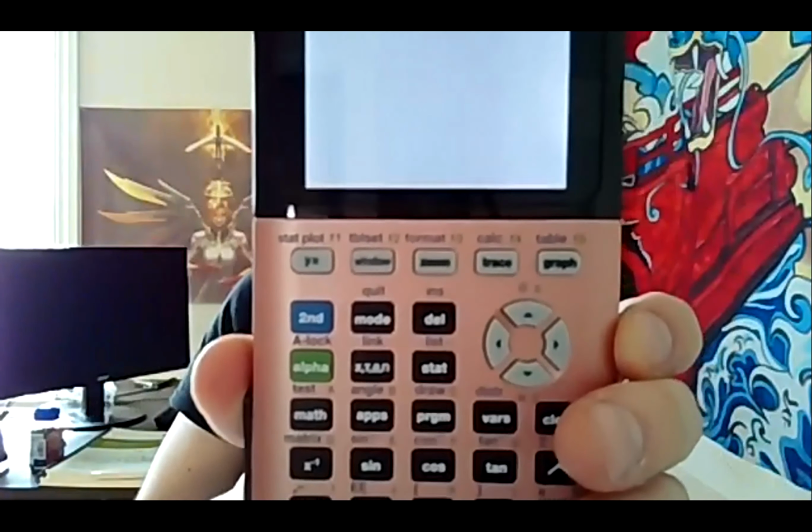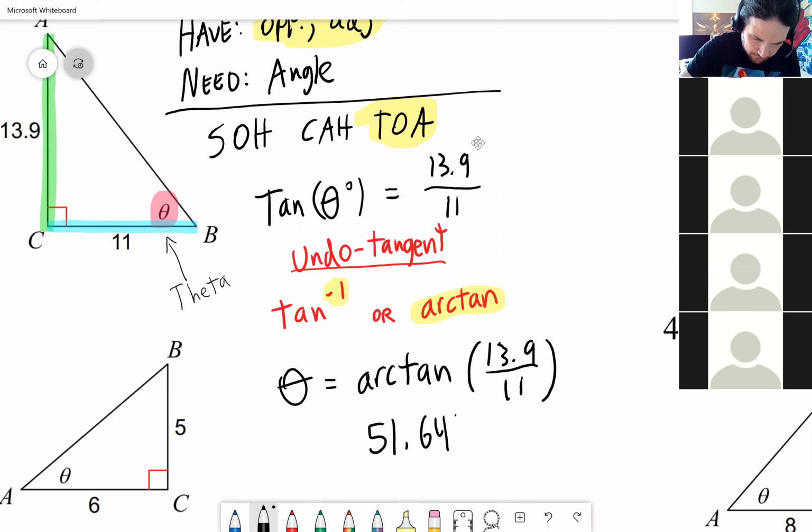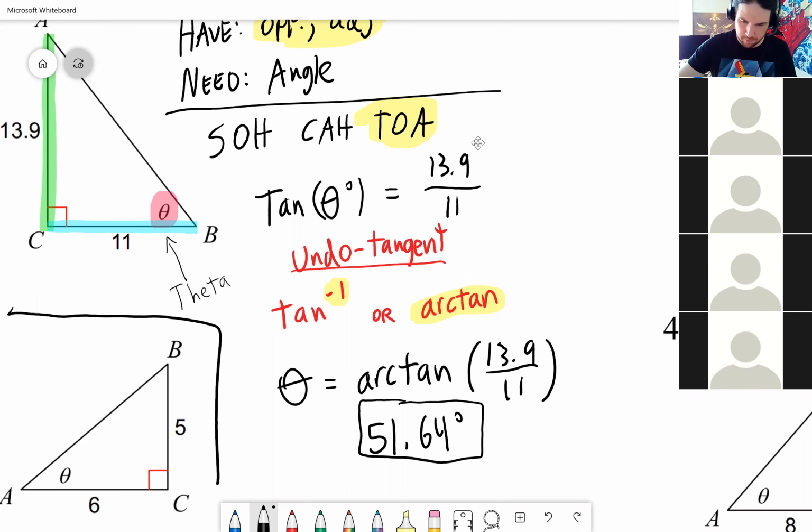Going back to screen sharing, if I can. There we go. So I got 51.64 degrees. And I'll sort of separate this off from everything else.